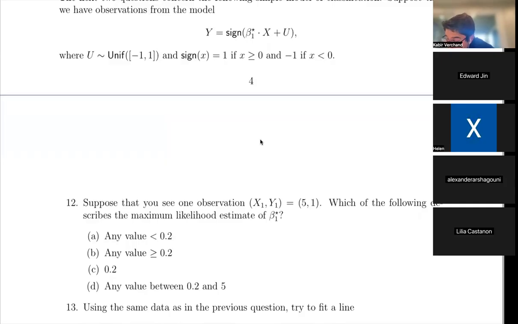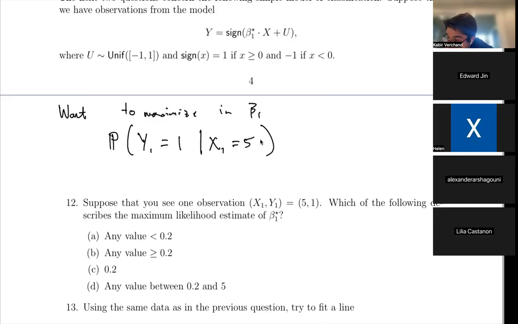So question 12 is asking if we see one observation where x1 is equal to 5 and y1 is equal to 1, which of the following values describes the maximum likelihood estimator of this coefficient beta 1 star? So what do we want to do for maximum likelihood estimation? We want to maximize in beta 1 the probability that y1 is equal to 1 given x1 is equal to 5. So we want to maximize the probability of seeing this observation. So we want a beta 1 that maximizes this probability.